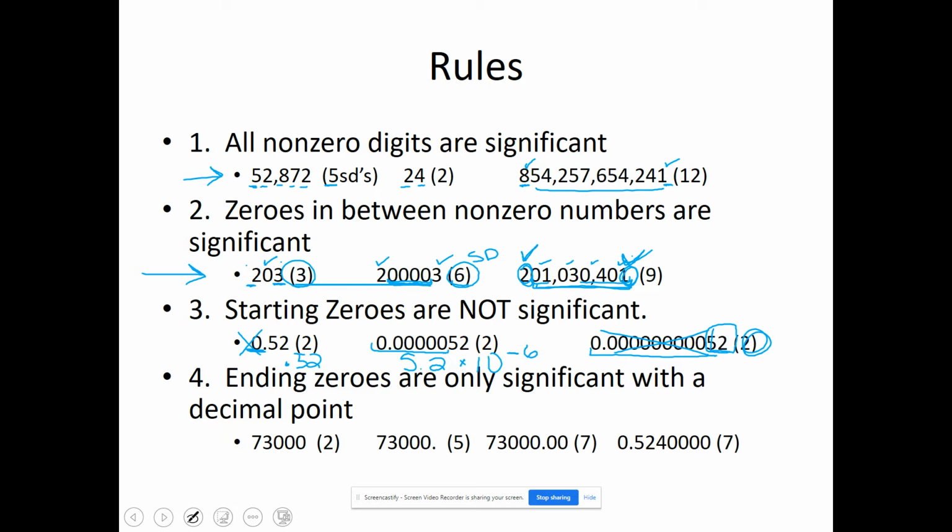So we had our starting zeros at the beginning, they don't count. Ending zeros, so zeros that are at the end of a number. Sometimes if you look it up online, they'll say trailing zeros because they're at the end of the number. I just call them ending zeros. So anything at the end, if there's no decimal point, they don't count because those are just placeholders. So if it doesn't have a decimal point, they're just placeholders.